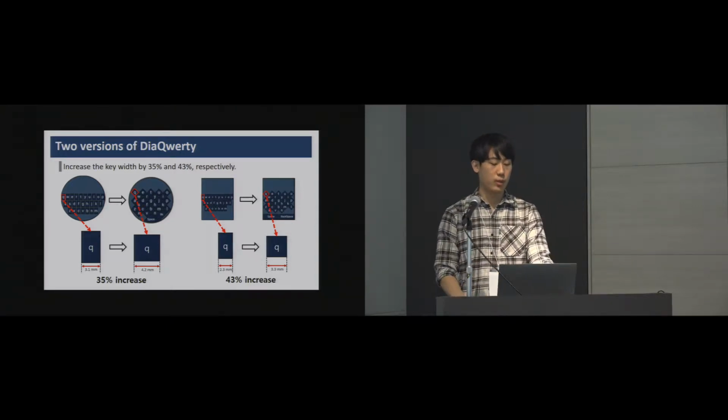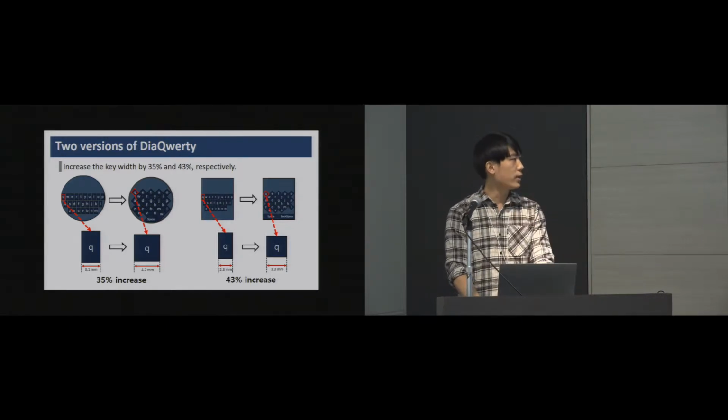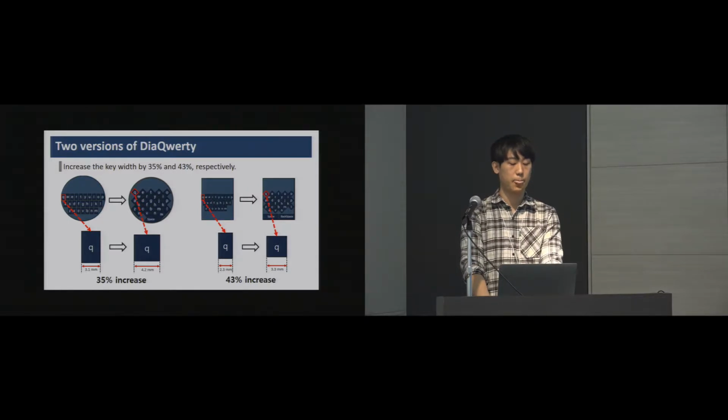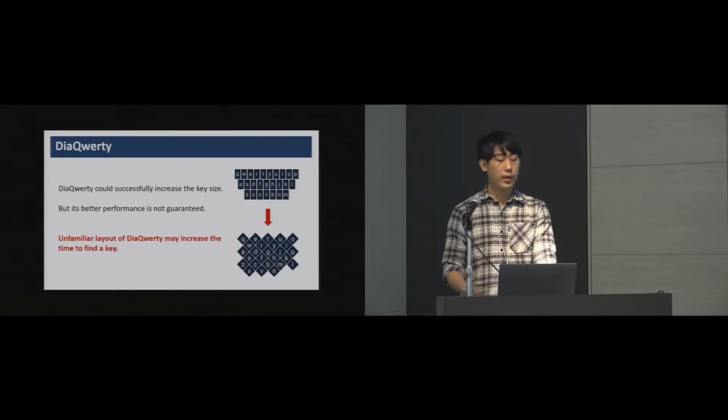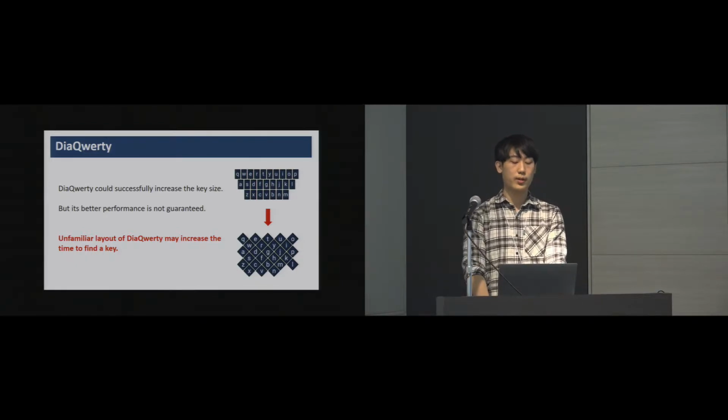In a round smartwatch, DiaQwerty could have a 35% larger key than QWERTY in terms of key width. And in a scale smartwatch, DiaQwerty could have a 43% larger key than QWERTY. We were able to successfully increase the key size, but better performance is not guaranteed, because people will take more time to find the keys on DiaQwerty.